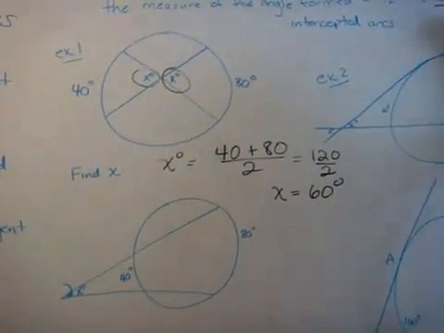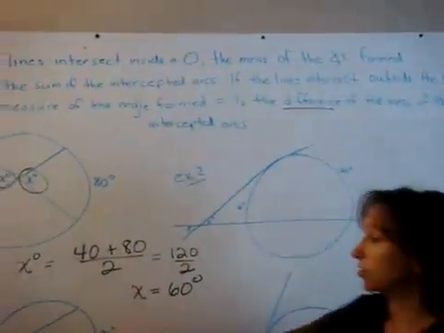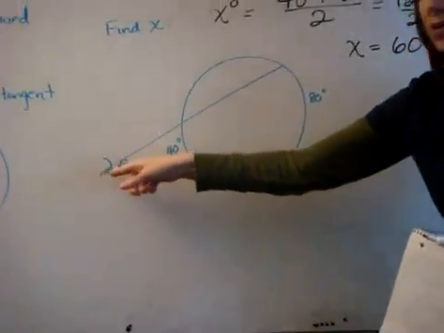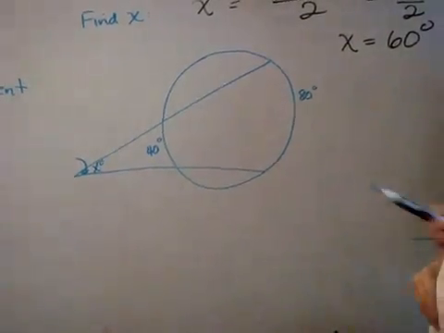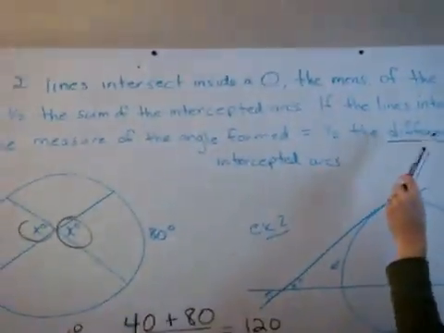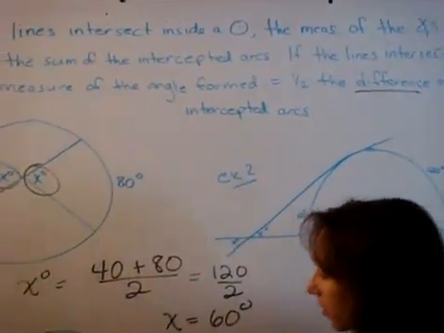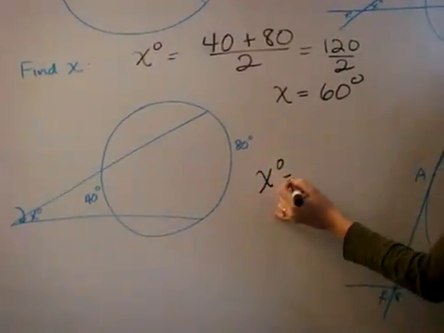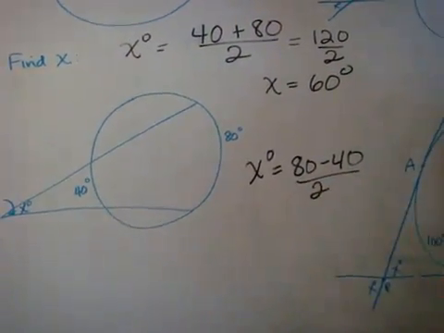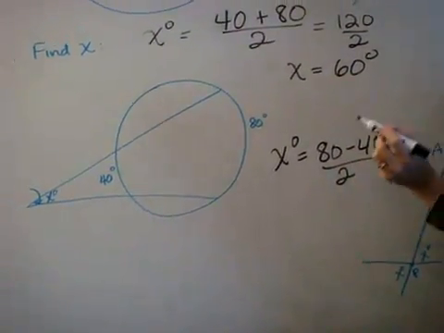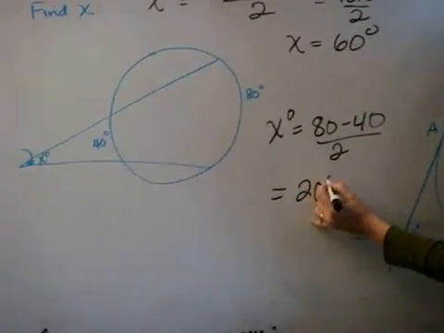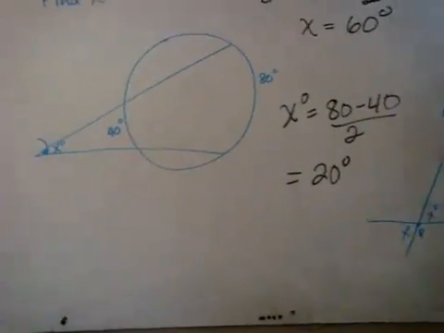Now the second part, it says if the lines intersect outside the circle, which is down here in part B of example 1, we have 2 lines that are intersecting outside of the circle. So if that's the case, it says the measure of the angle formed equals 1/2 the difference. So we would just say our angle formed is x equals 80 minus 40 divided by 2. So it's the difference, and then we divide by 2, which would be 1/2. So we get 40 over 2, which would be 20 degrees. So x is 20 degrees.